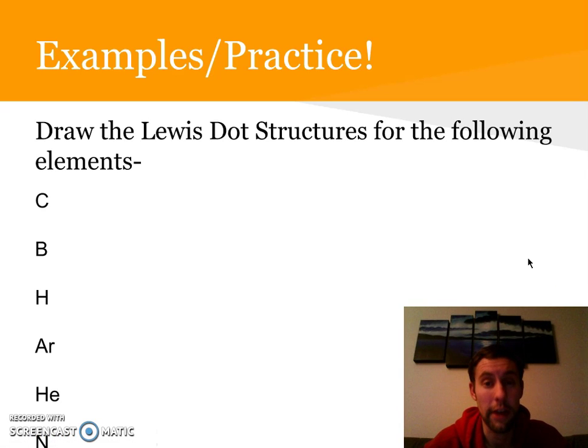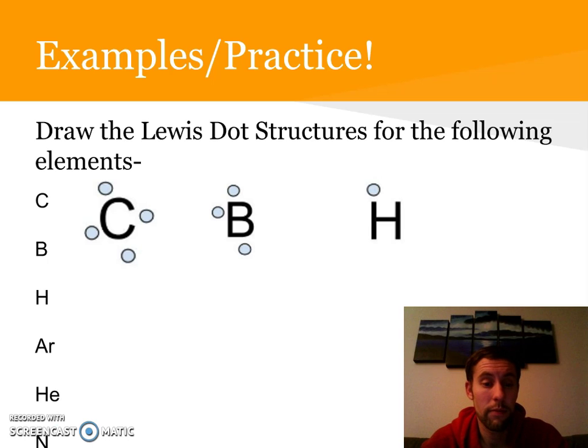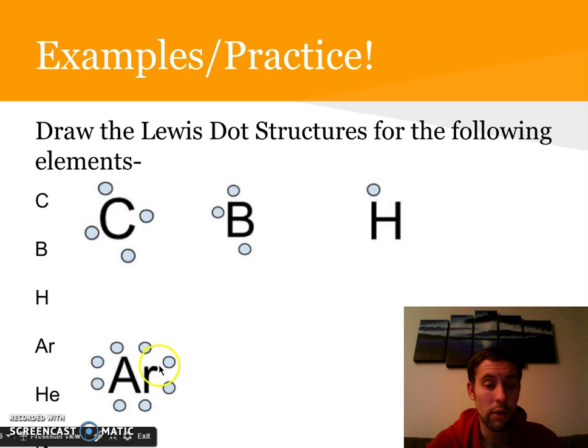Carbon's got 4 valence electrons. We're going to have 4 dots going around, 1 on each side. Looks something like that. Boron has 3 valence electrons, so we're going to get boron with 1 on 3 of its sides. Hydrogen has just 1 lonely electron, so we can put 1 up on top. Argon's got a full 8 valence electrons, so it's going to get 2 on each side in a pair. So we've got 2 on top, 2 on the right, 2 on the bottom, and 2 on the left. That's its full octet. It's all it can handle.